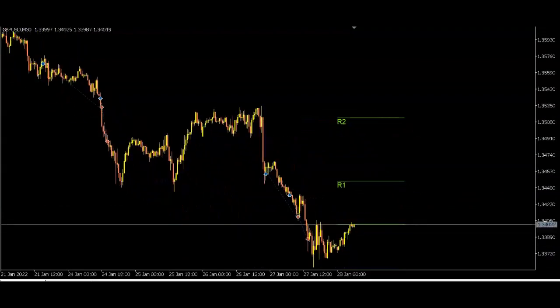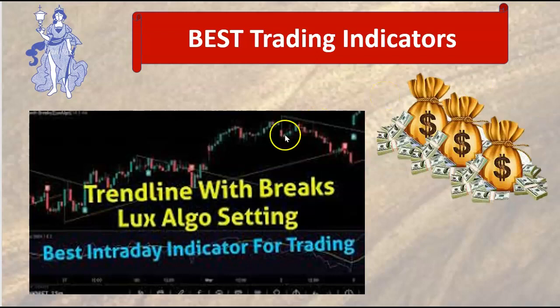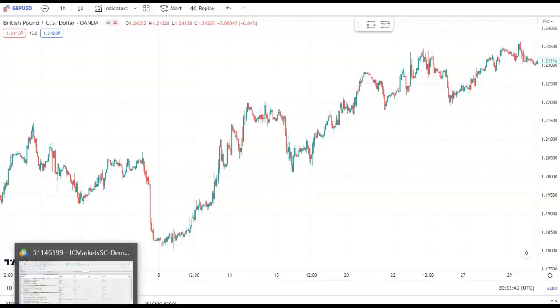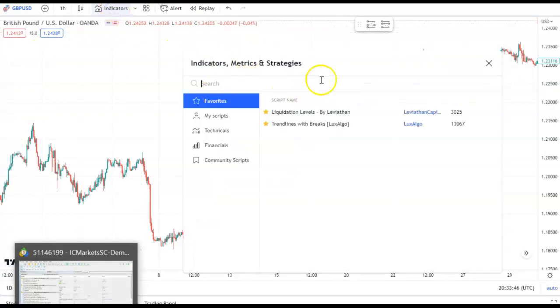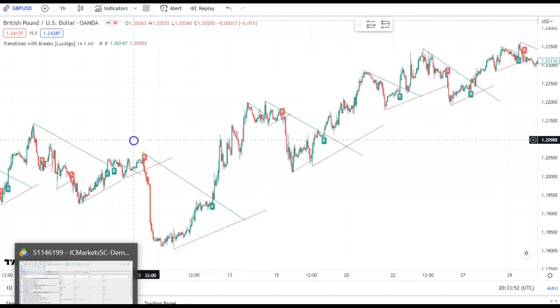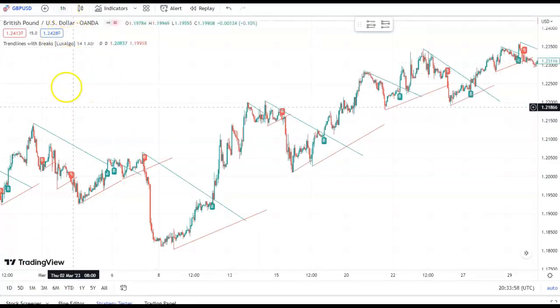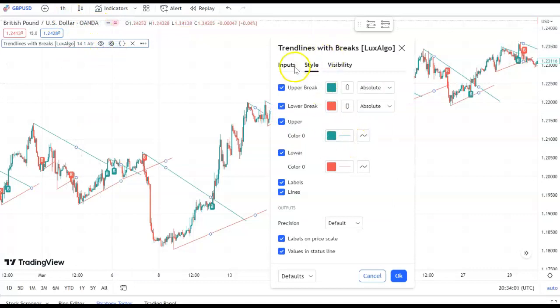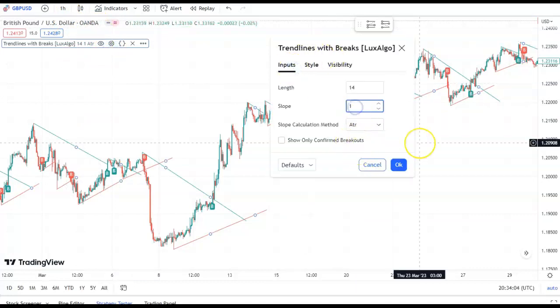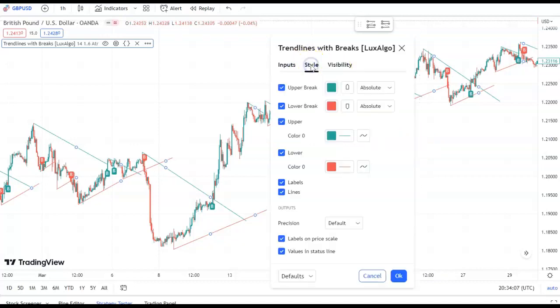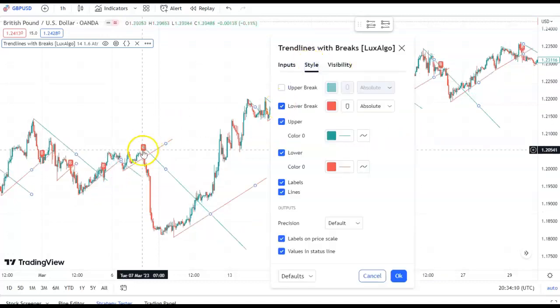So today we're going to look at a very powerful indicator developed by LuxAlgo, and it's called Trendline Breaks, and it's available on TradingView for free. So we head to TradingView, and in the indicators, you can find this Trendline Breaks by LuxAlgo, and we apply it to our charts. The only setting that we're going to change here is in the inputs, we're going to change the slope from 1 to 1.6. And in the style, we want to remove the upper break and lower break because we don't want to see these signs here. We want clean lines.